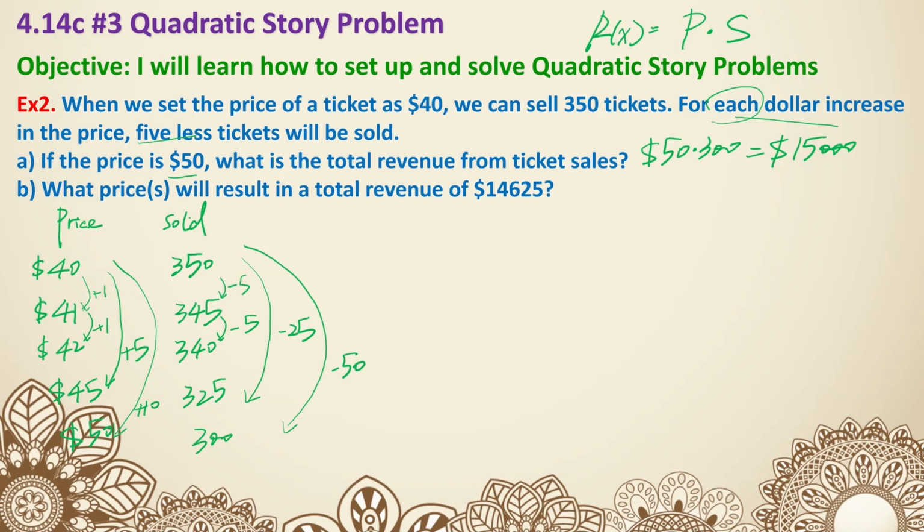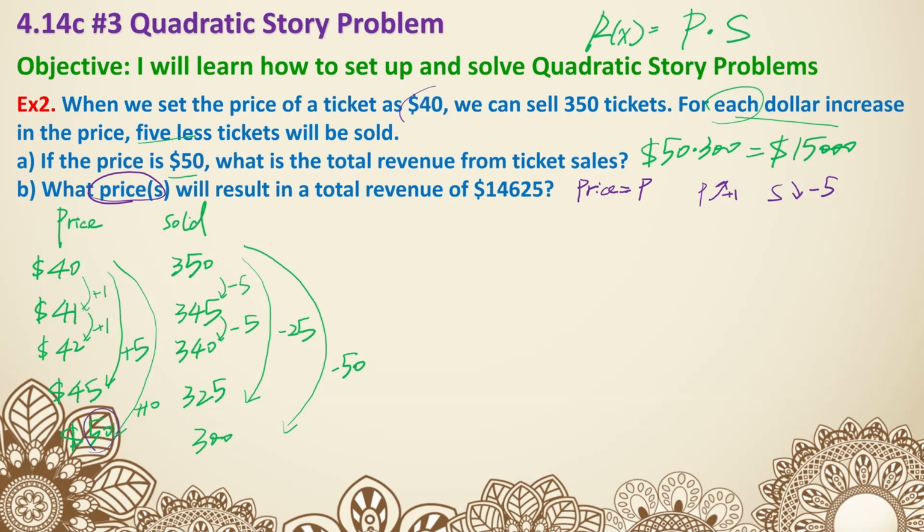Part B. What price will result in a total revenue of $14,625? In this question, we have to decide what we want to pick as our X. Since it's asking for price, let's pretend we pick price as our variable, which let's say is P. The relationship is that when P goes up by 1, the units sold go down by 5. So if we pick P, we still need to use this $40. The relationship gets quite complicated because it's not just P plus 1. It's actually P compared to 40 and then plus 1.